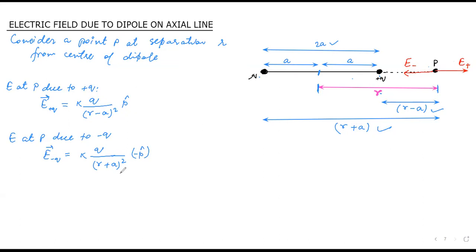Yes, sir. Okay. Now, what will be the net electric field at P? E net will be E of plus Q charge plus E of minus Q charge. I mean, we are going to add both equations. You can take them as equation 1 and equation 2. Then what is the value of E plus Q?